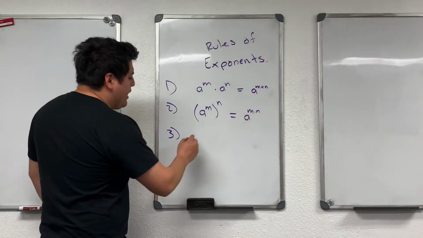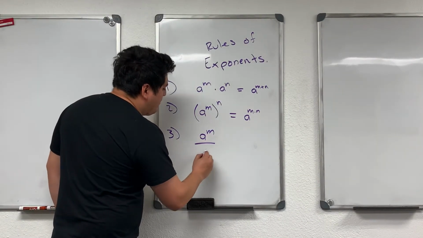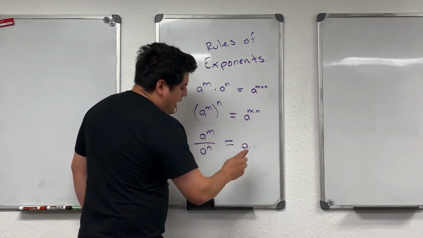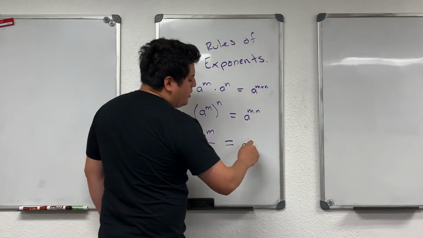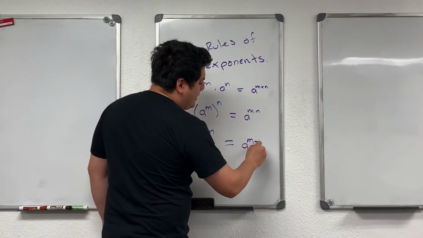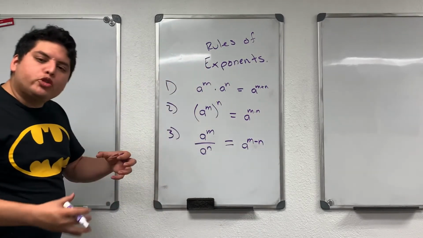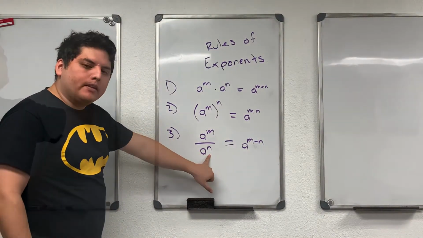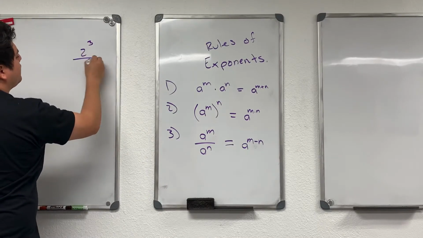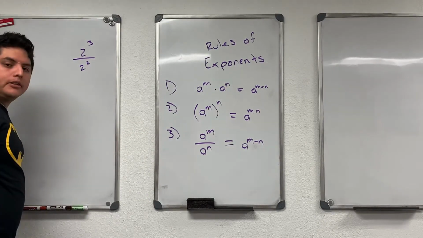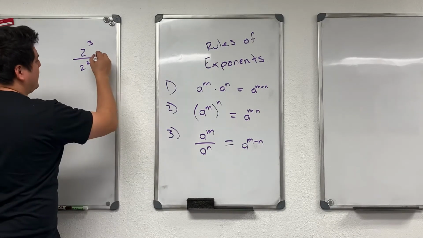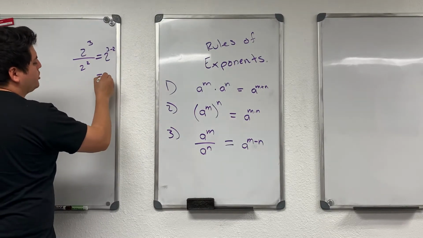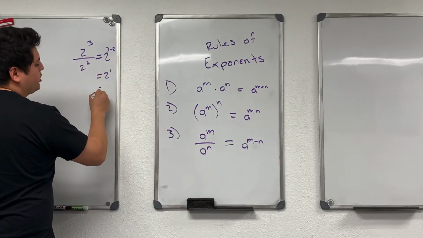What if you have a to the m divided by a to the n? The rule says you're going to have a, because they're the same base, raised to the m minus n. Essentially, you're going to be subtracting the exponents, the top exponent minus the bottom exponent. Let's say I have 2 to the third divided by 2 to the second. Well, the rule tells me that's just going to be 2 to the 3 minus 2. 2 to the 3 minus 2 is just 2 to the 1. 2 to the first is just 2.